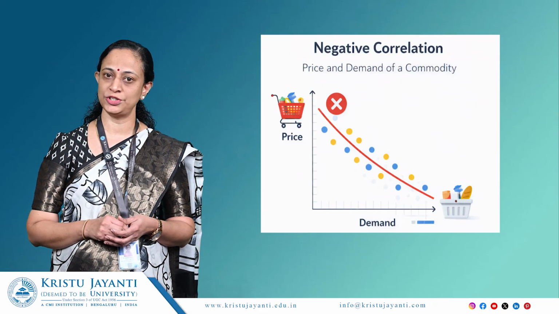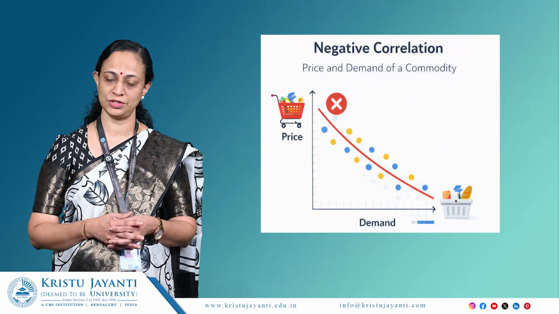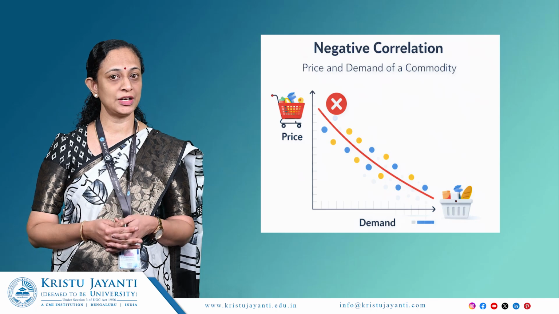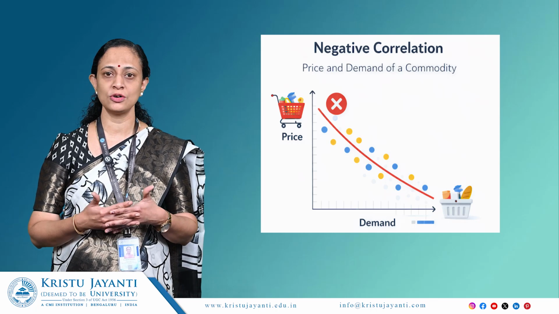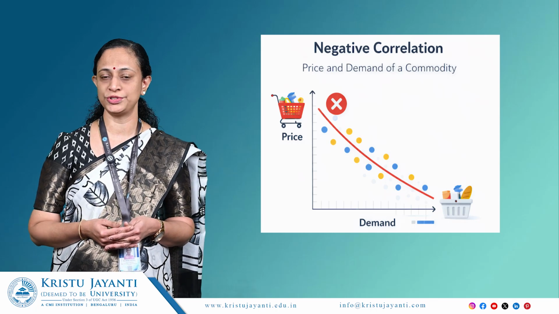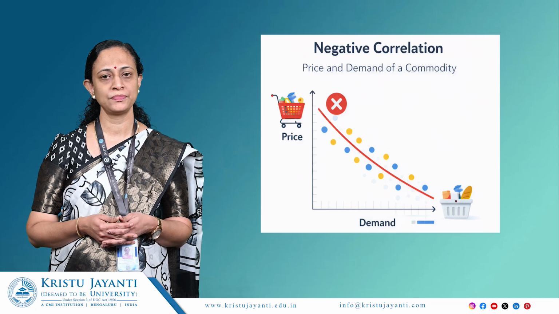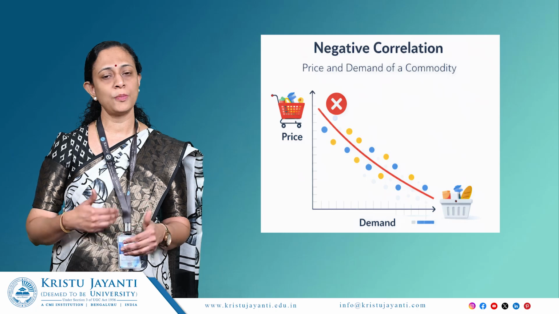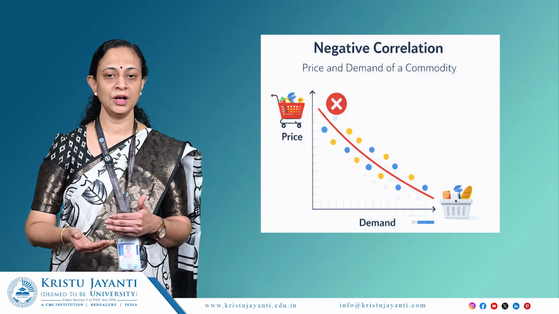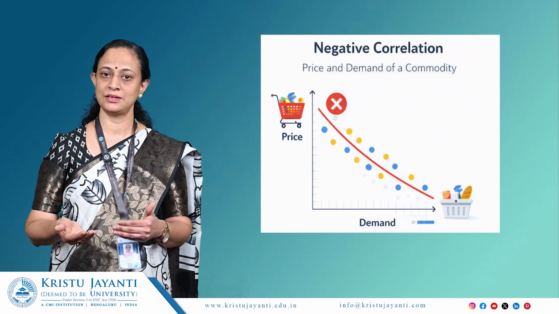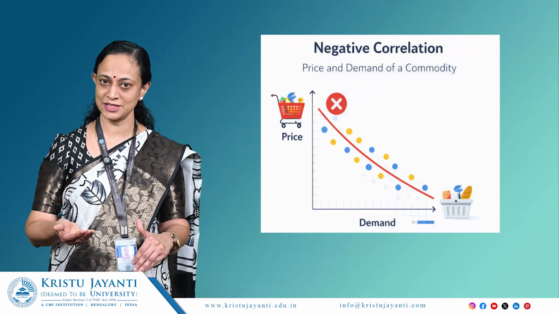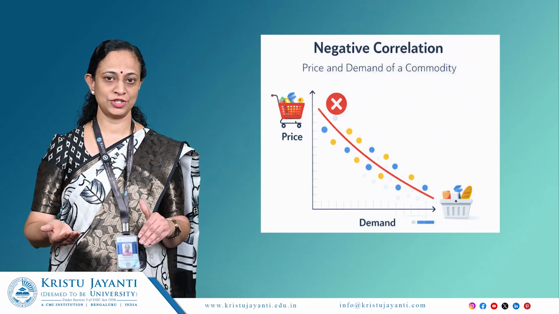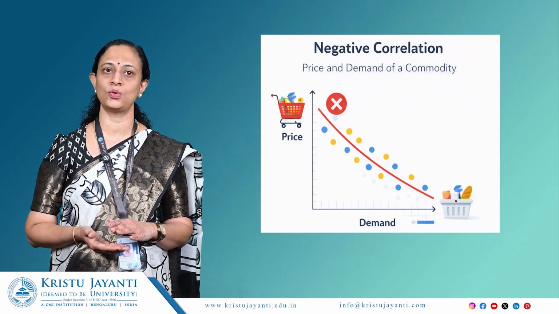The second type of correlation is negative correlation. What is negative correlation? Negative correlation is also called inverse correlation. So what is it? If the variables vary in opposite directions, for example, if one variable increases, the other variable decreases, then the correlation is said to be negative correlation.